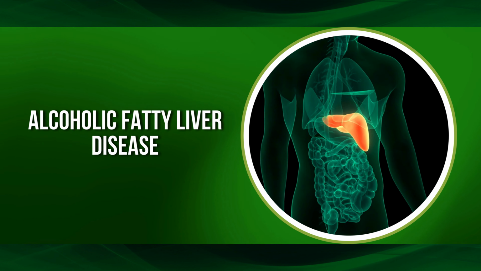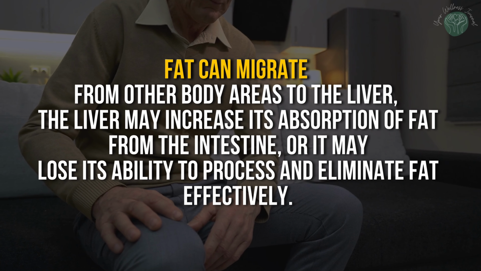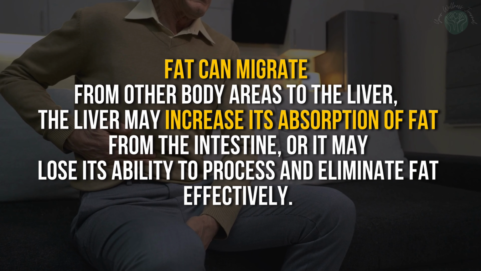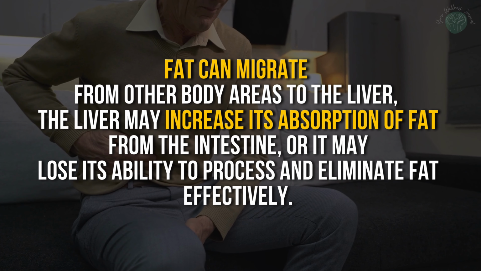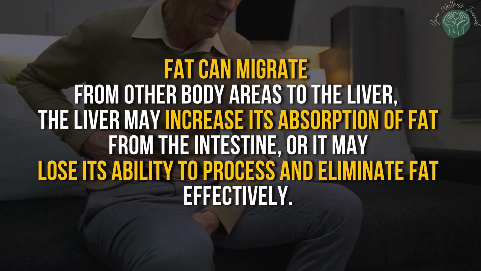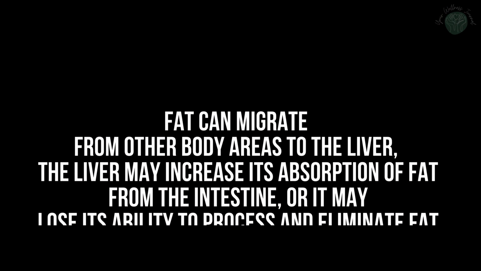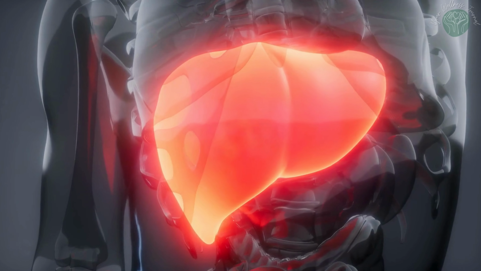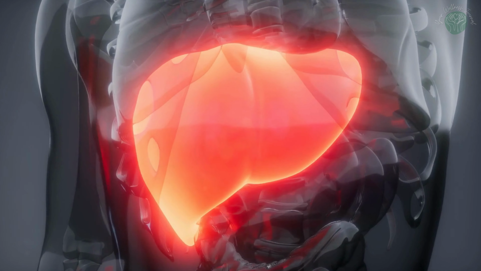The accumulation of fat occurs through multiple pathways. Fat can migrate from other body areas to the liver. The liver may increase its absorption of fat from the intestine, or it may lose its ability to process and eliminate fat effectively. This process is complex and often involves several parallel factors, including insulin resistance, oxidative stress, mitochondrial dysfunction, and changes in the gut microbiota.